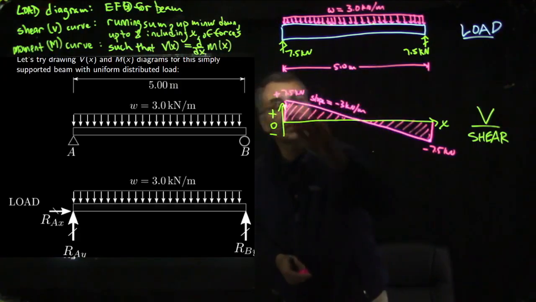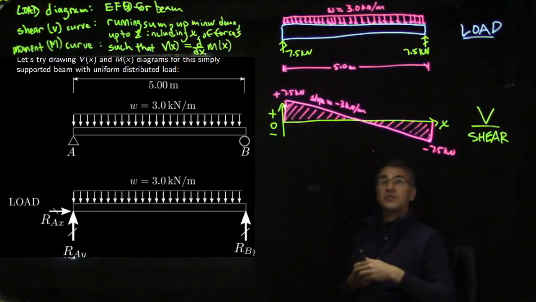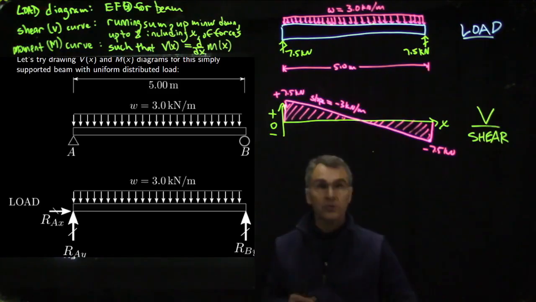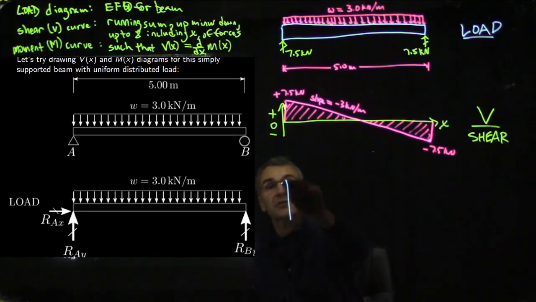And this really is a vertical line. This really is a vertical line. That's the shear diagram. So this is different. So now our shear diagram is a first degree curve. So our moment diagram will be a second degree curve, which is a little bit trickier to draw.